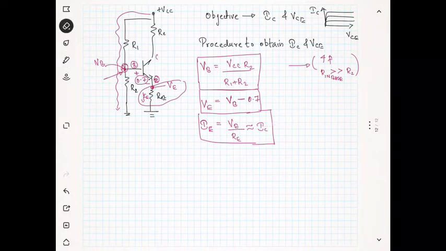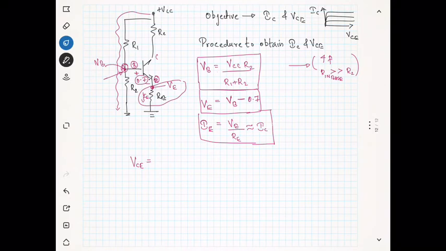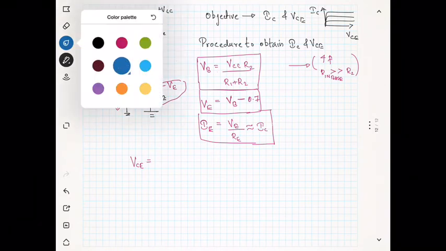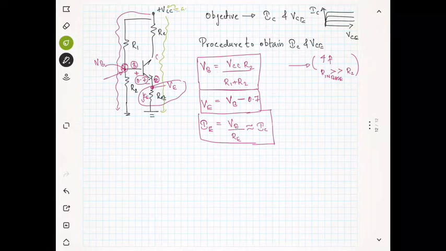Now how to obtain VCE? VCE is obtained by writing the Kirchhoff law, which we have seen already. VCE can be obtained by writing the Kirchhoff law on this side. So you are starting from the ground. Actually, there is a ground here. Don't miss this ground. So when you start from here, it is minus VCC. I have already explained this in the previous slide.